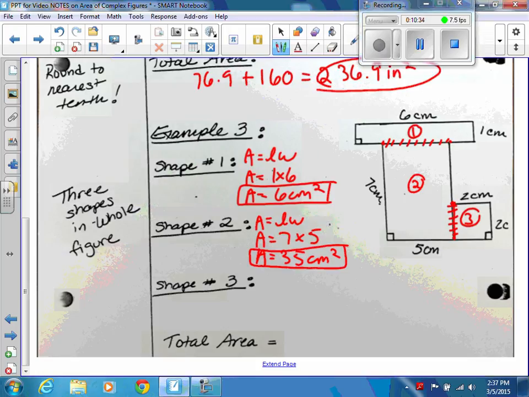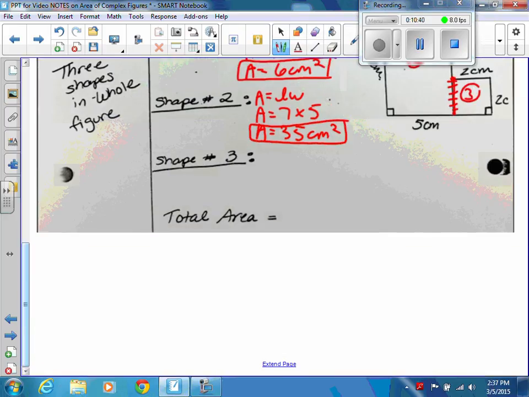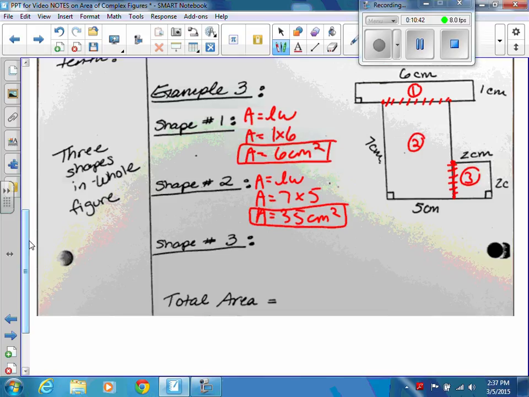All right, shape 3. Okay, shape 3, I'm going to extend it just a little bit here. Oops, it's a little too much. Okay, shape 3, we have, again, area equals length times width. This time my area is equal to 2 times 2. And so area is equal to 4 centimeters squared.